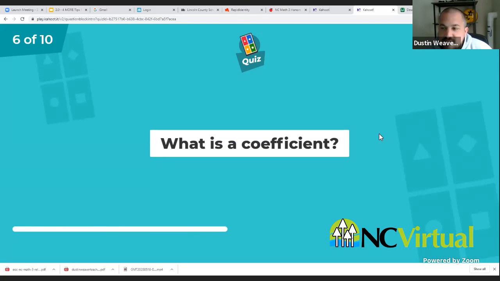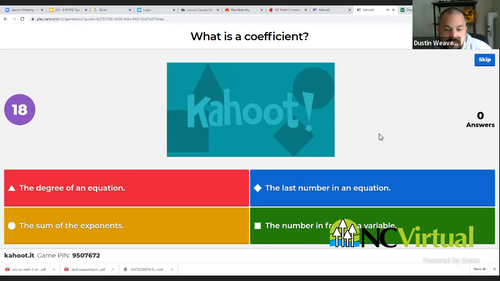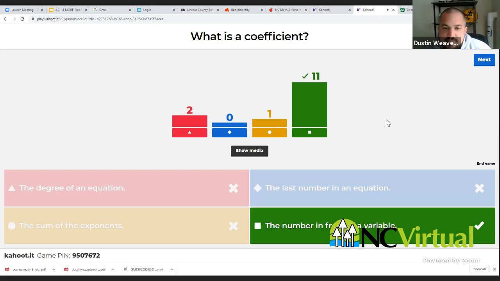Question number 6, what is a coefficient? Remember, we just talked about this. Good. A coefficient is the number that goes in front of the variable. So if it's 5x, the coefficient is 5. Remember, when we're doing synthetic division, we're told to always write down the coefficients, and those are the numbers that are in front of the variables.